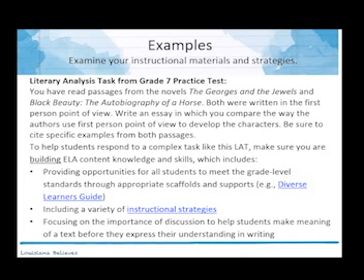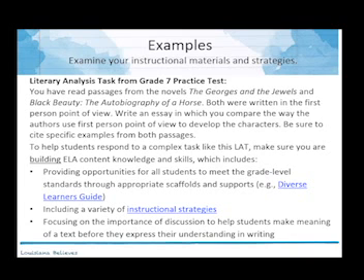So first, when we're looking at examining your instructional materials or strategies, the example we have here is for ELA. I have a variety of examples from different content areas and different grade levels, whatever examples fit well here, to keep it broad so it's not just focused on one content area or one grade level.